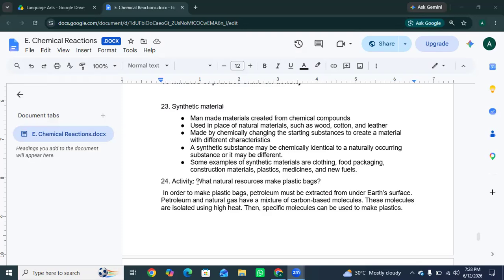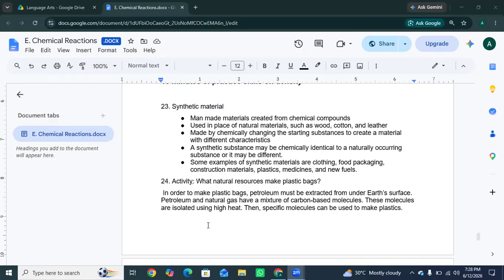What natural resources make plastic bags? In order to make plastic bags, petroleum must be extracted from under Earth's surface. Petroleum and natural gas have a mixture of carbon-based molecules. These molecules are isolated using high heat. Then specific molecules can be used to make plastics.